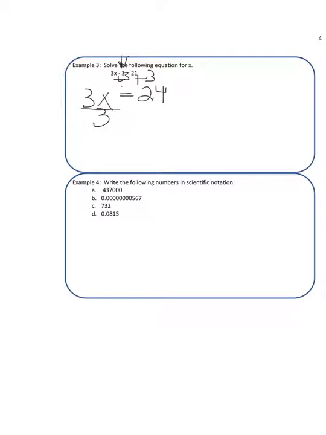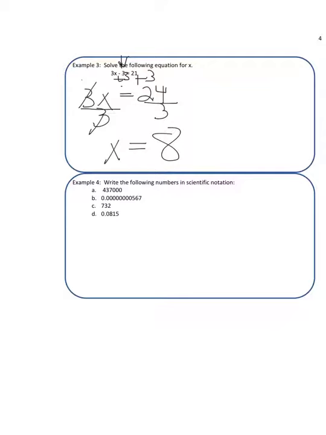3 divided by 3 is 1. So those 3's cancel out. But again, if we divide by 3, we must also divide the right-hand side by 3. And we get x equals 8. Okay. Let's try another one.